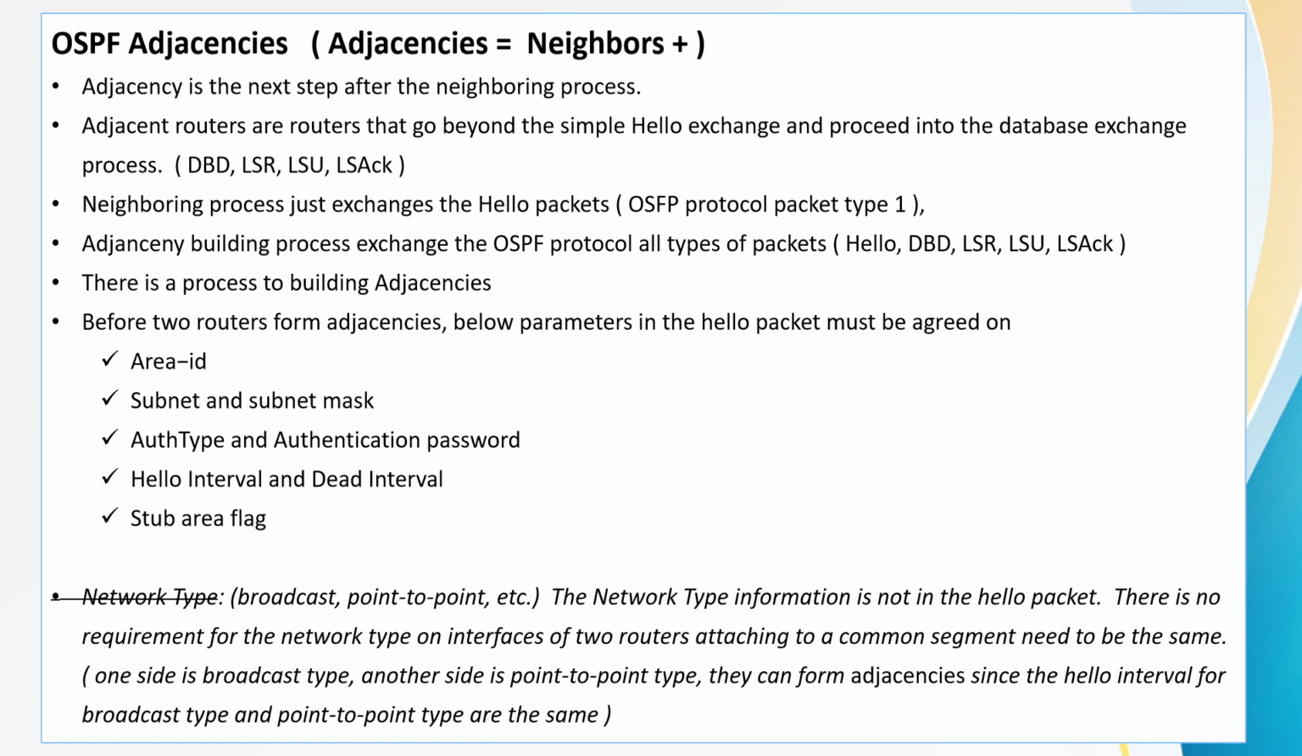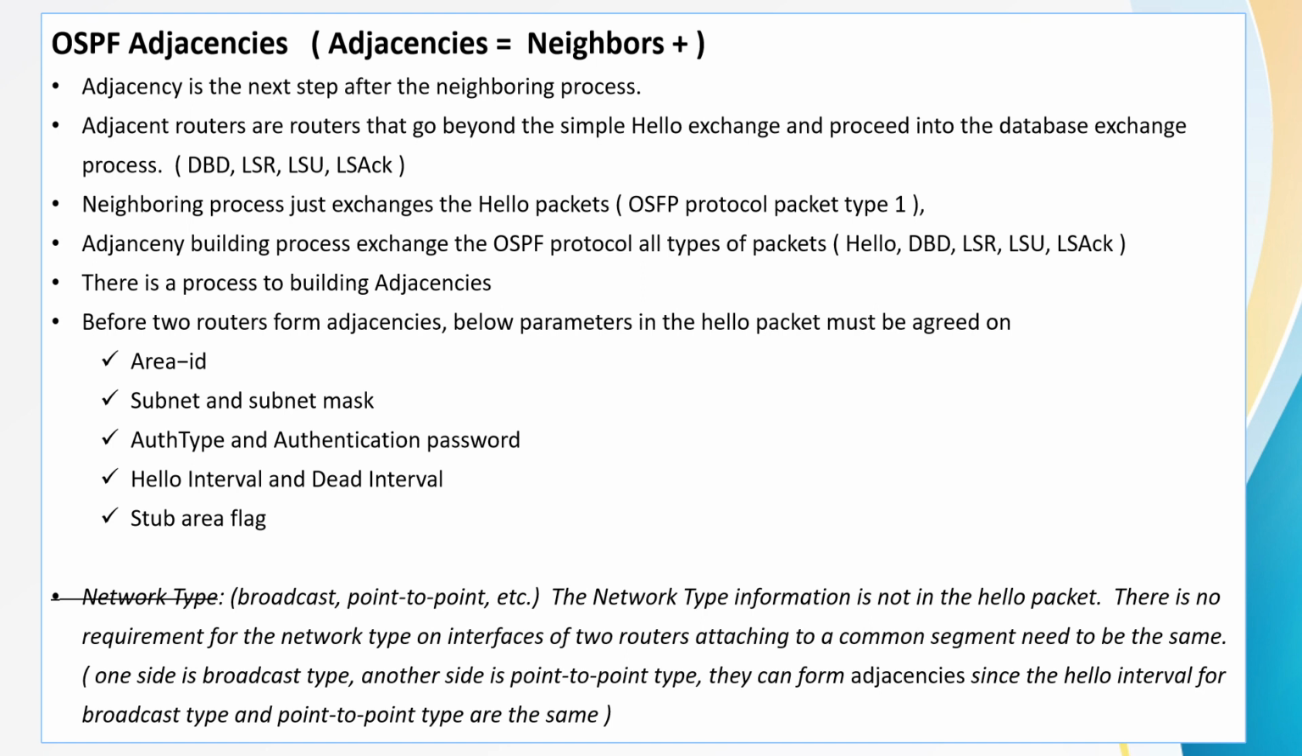So now let's talk about OSPF adjacencies. Adjacency is the next step of the neighboring process. Adjacent routers are routers that go beyond a simple hello exchange and proceed to the database exchange process. The database exchange process involves DBD packets, LSR packets, LSU packets, and LS acknowledgement packets. The neighboring process just exchanges hello packets. The adjacency building process exchanges all types of OSPF protocol packets.